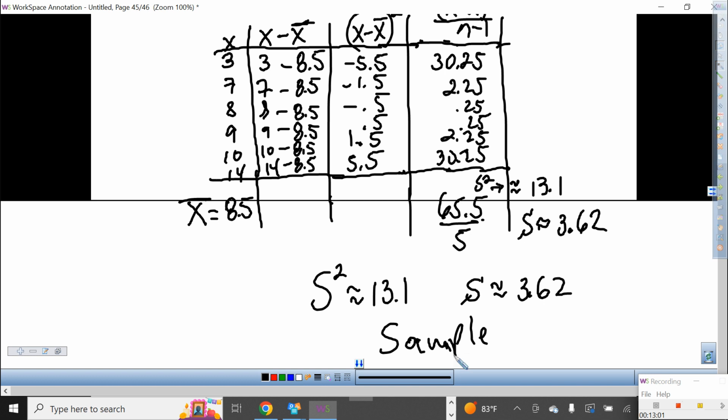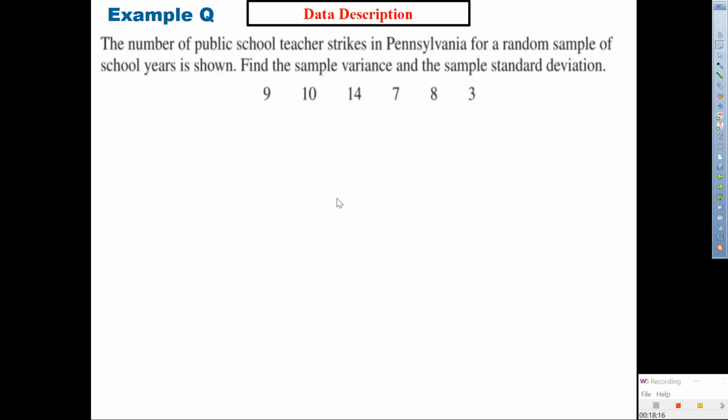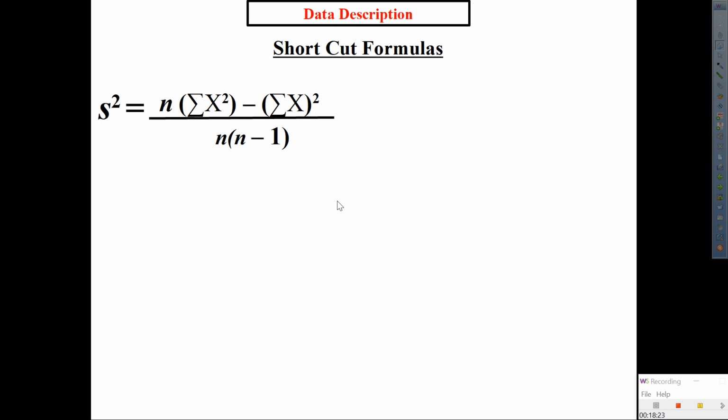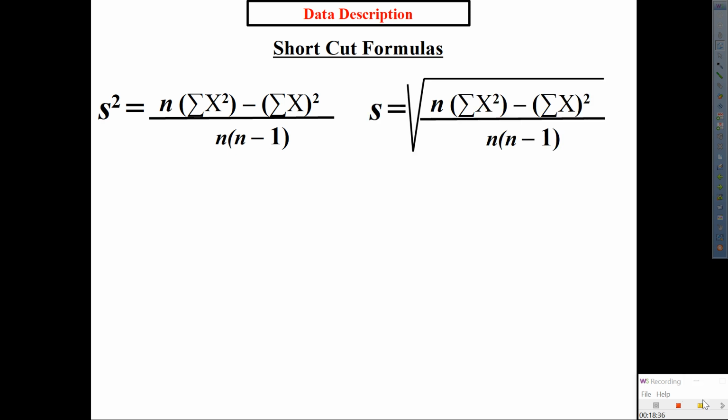It's a shortcut formula. So write this down, please. Ready? These are known as shortcut formulas for variance and standard deviation for samples. We got this one for the variance and this one for the standard deviation. And then we'll go through it so we know all the components. Copy that really quick.